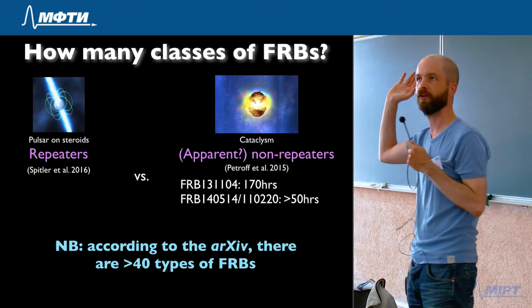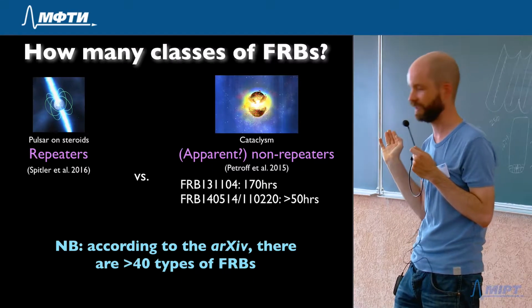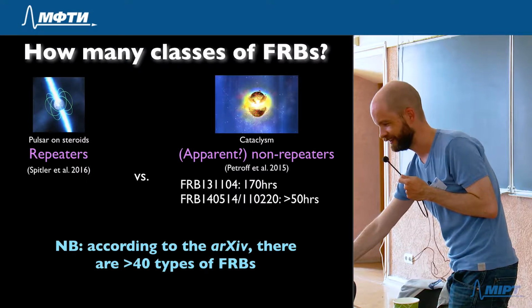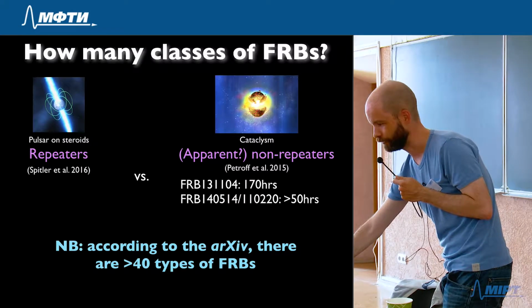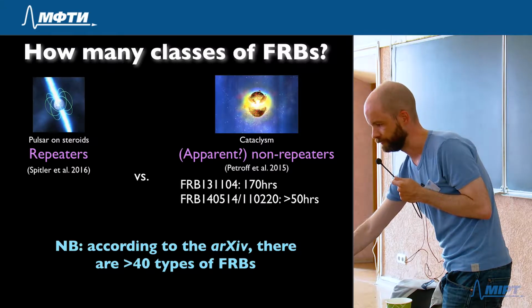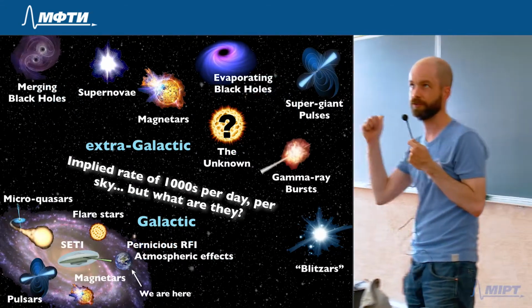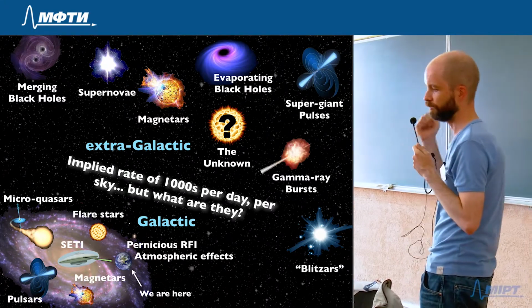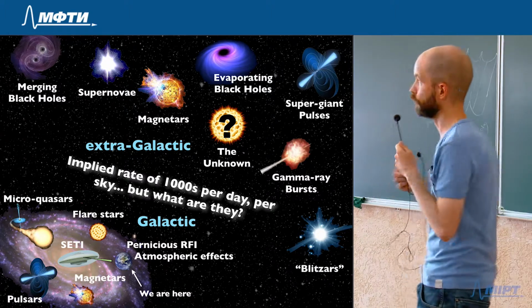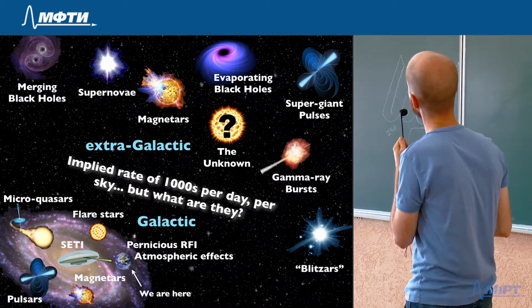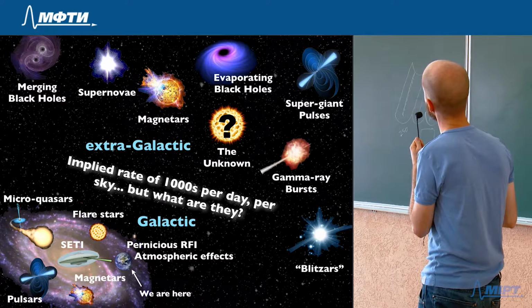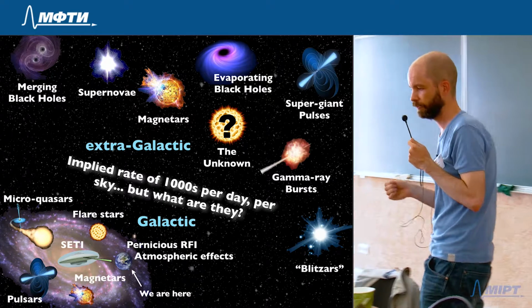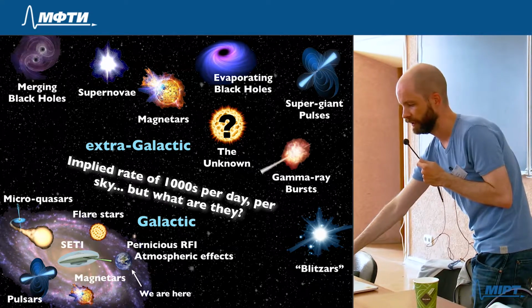If you look at the archive and all the theory papers, there must be at least 40 different kinds, because there's a very rich group of papers describing all of the possible ideas for where these sources could come from. And they need to take into account this huge implied event rate, right? So until recently, a lot of people have been trying to find more conservative galactic models. So people have been talking about maybe flare stars within our own galaxy.